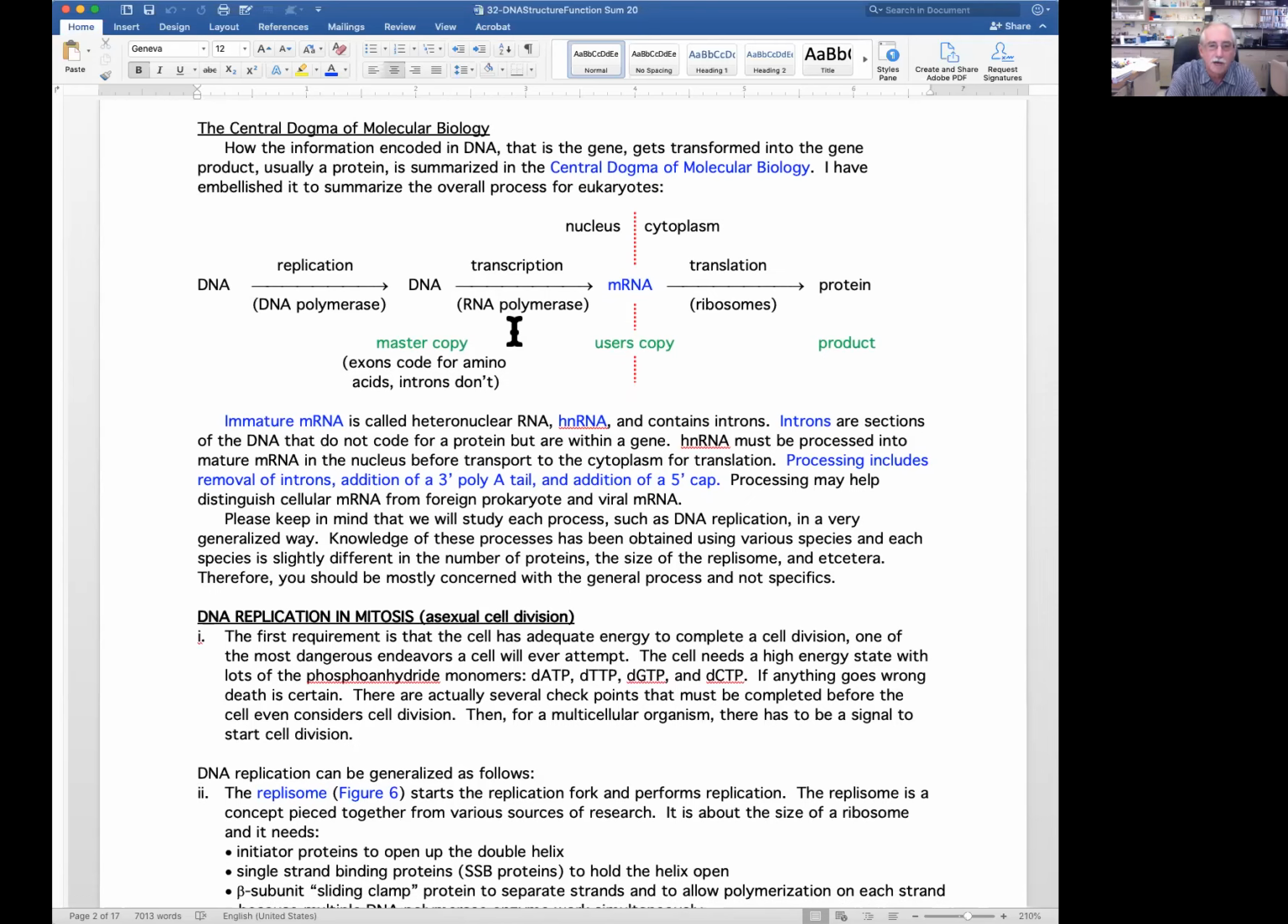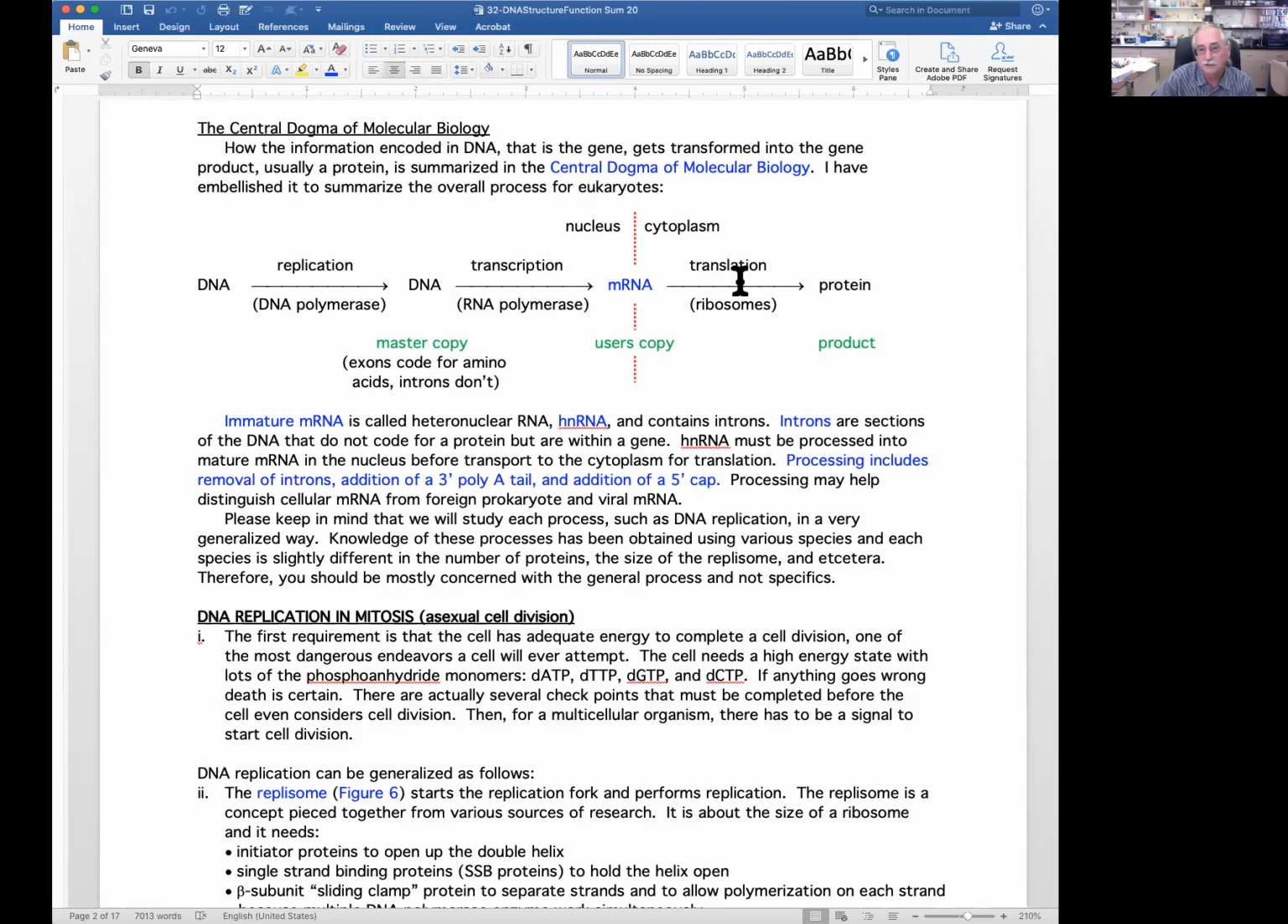So the master copy contains both exons and introns. Exons code for amino acids and end up in the protein. Introns do not. Immature messenger RNA is sometimes called heteronuclear RNA, and it contains introns. These are sections of the DNA that do not code for protein, but they are found within the gene. So the immature messenger RNA has to be processed into mature messenger RNA in the nucleus before it comes out into the cytoplasm.